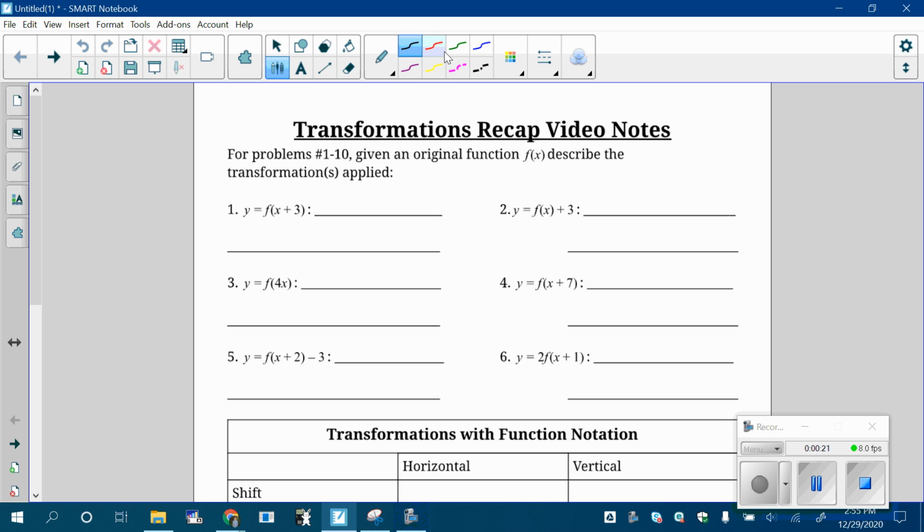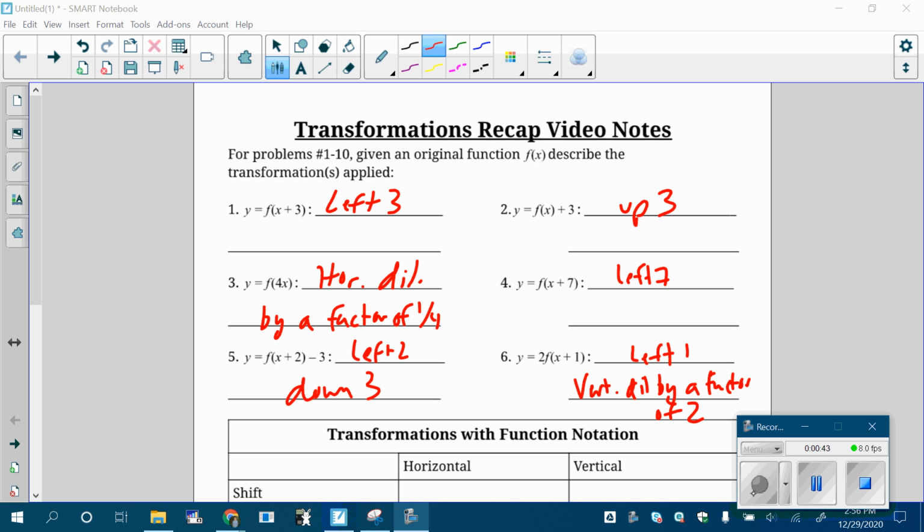Okay? So remember, we started with an original function. We can do transformations that are on the inside or on the outside. Here we have a +3 on the inside. I'm going to move it left. Okay. Why don't you pause right now and see if you can fill out the rest of these, and then we'll go over them. Okay, so that's what you should have gotten for those there.